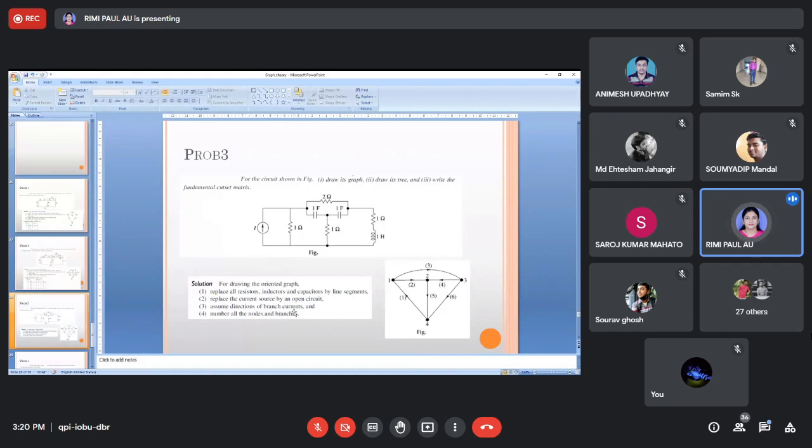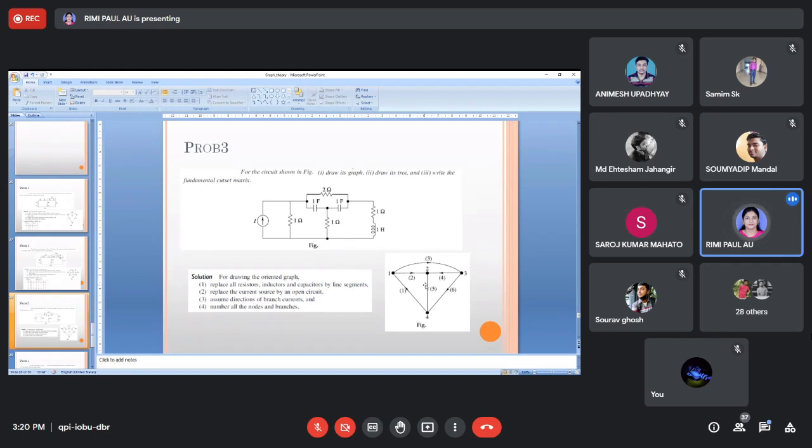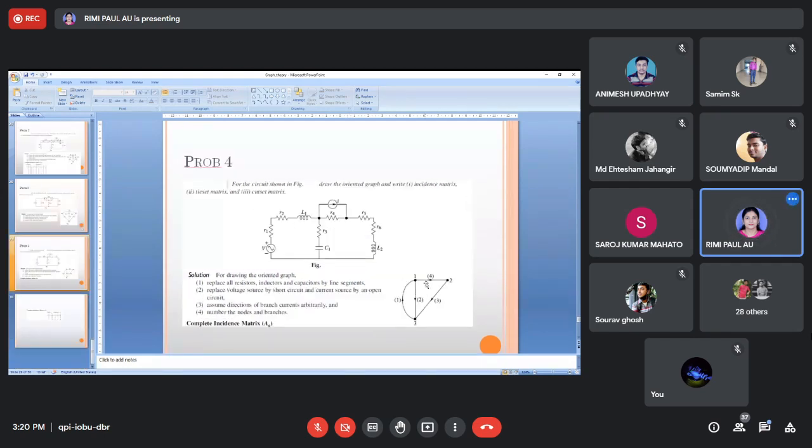Assume the direction of branch currents and number all the nodes and branches. These are the 4 steps. So you can take the direction as per your choice if it is not given, right? And from this you have to draw the incidence matrix.